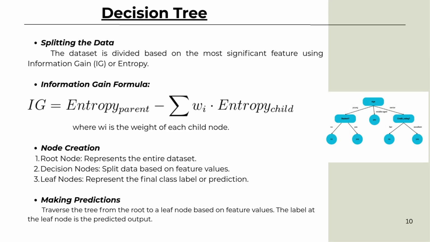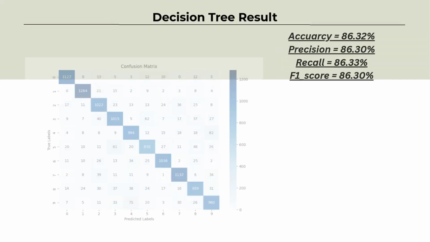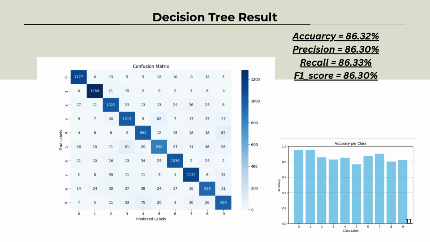In handwritten digit classification using a decision tree, we calculate information gain for each pixel at every step. The pixel with the highest information gain is used to split the data. This process repeats to build the tree. After training, the tree follows these steps to predict the digit in a new image. The decision tree classifier achieved an accuracy of 86.32% on the dataset.